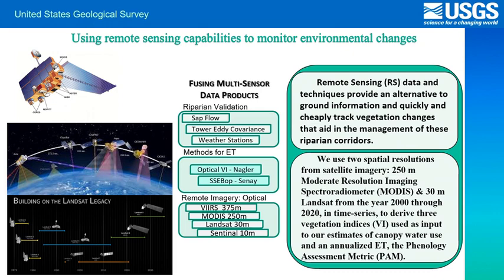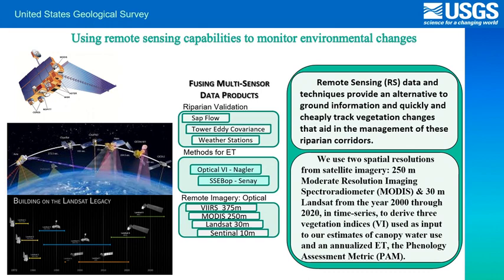So we're using remote sensing to monitor environmental changes. We have sort of a multi-sensor data product that we pull in from sat flow on the ground to eddy covariance tower and weather station information on the ground. And then we have several methods of estimating ET. There's thermal and energy balance methods by my colleague Gabriel Sine, who works for USGS in Fort Collins. And I have an optical vegetation index method. And we're applying this to riparian zones.